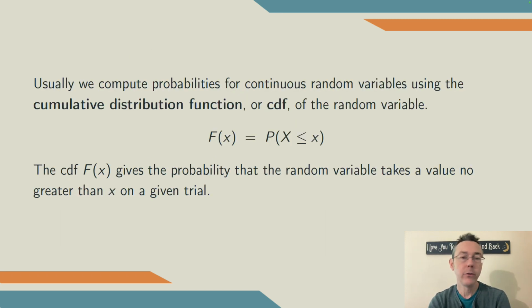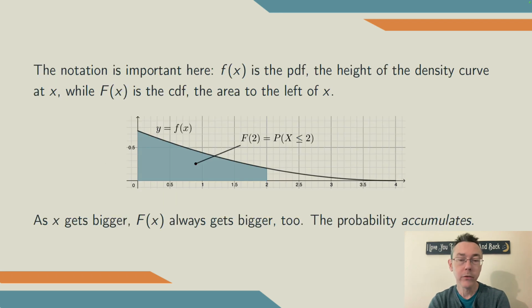Usually when we have a continuous random variable, we can compute probabilities using the cumulative distribution function, or CDF, which represents the probability that the random variable takes on a value no greater than the specified value little x in a given trial. So using that same density curve that we had a little bit ago, we can illustrate the cumulative distribution function like this.